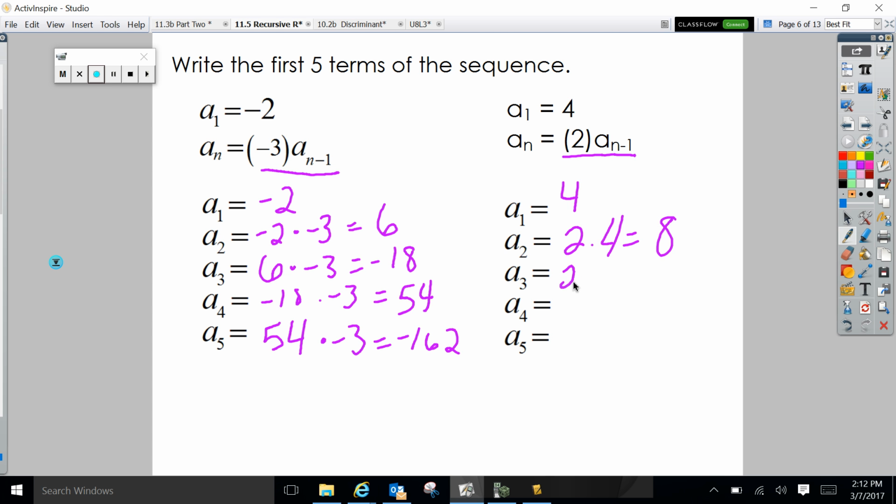Next one's going to be 2 times 8, which is 16. That's 2 times the previous term, so 2 times 16, which is 32. 2 times the previous term, 2 times 32, which is 64.